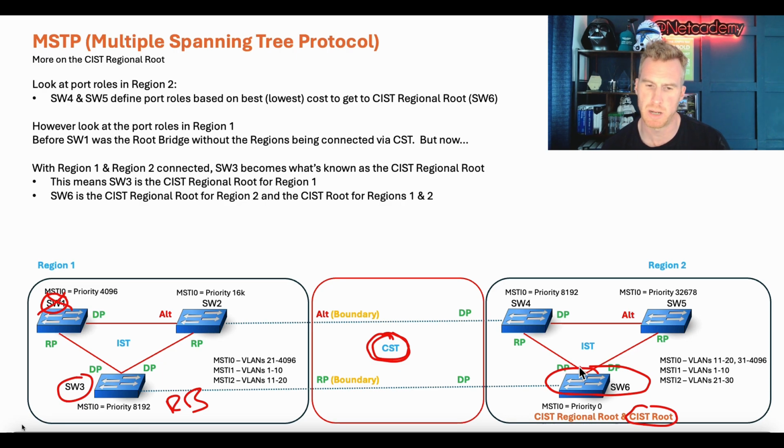So just know in summary that when you've got regions connected together using CIST, and again this is only for MSTI 0, the default instance, you're going to have some port changes because we need boundary interfaces to get from one region to another region. And if that root bridge, switch 1, doesn't have any boundary interfaces to get from one region back to the CIST root, then things have got to change. We've got to have one of those other switches become the regional root which has that boundary interface.